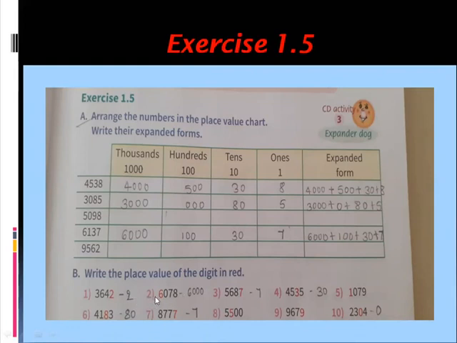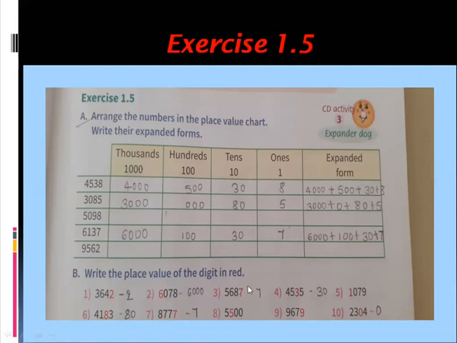Right? See, second one, 6078. 6 is in which place? 1000 place. So the place value of 6 equals 6000. Okay. Next, third one.